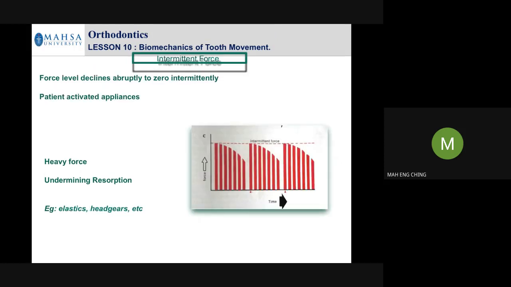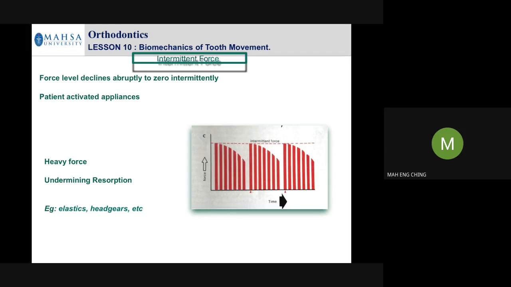So the third and the final type of force is called intermittent force. This force level declines abruptly to zero intermittently. So this is a bit different. This is quite special. The patient activates the appliance, not the doctor. The patient activates the appliance, so it causes heavy force. Again, it's undermining resorption. This usually is caused by elastic or headgear. So if you attended the lecture before on orthodontics, a lot of the time we use a lot of elastic, be it fixed appliance or headgear or chin cap or whatever component using the rubber band.